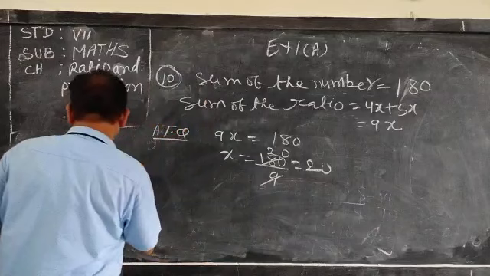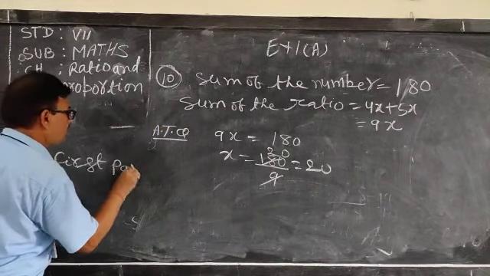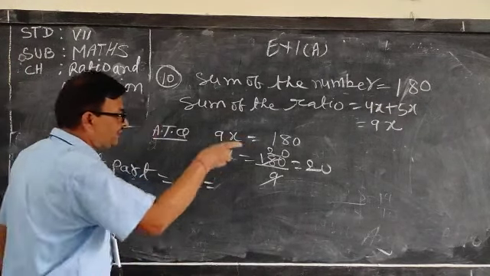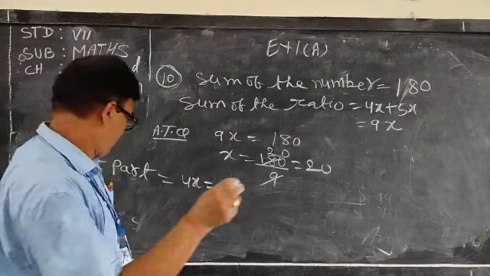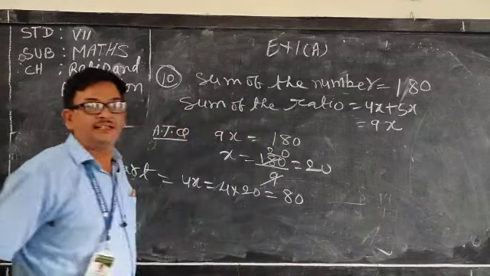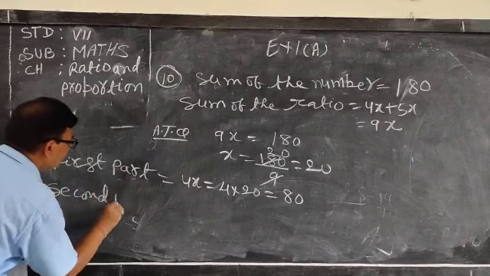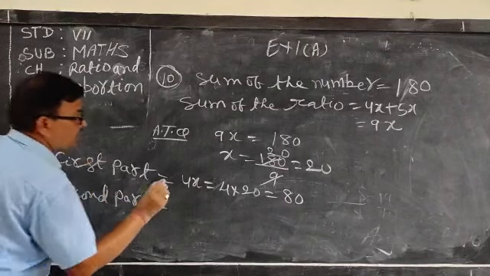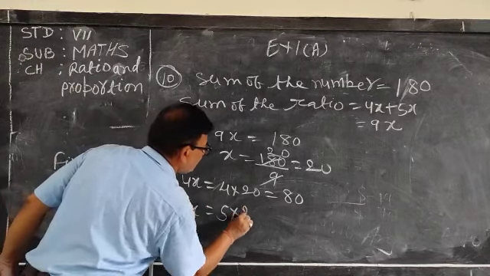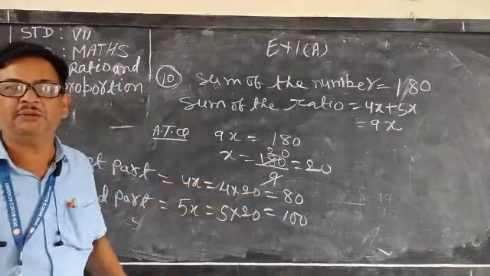So the first part is 4x. What is the value of x? 20. So 4 into 20 is 80. And the second part is 5x, so 5 into 20 is 100. See this one, both numbers add up to 180, came or not? Okay.